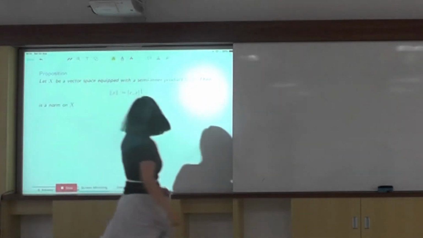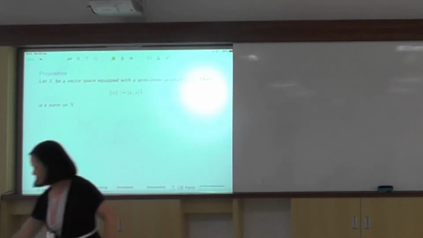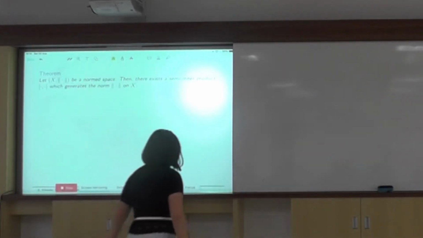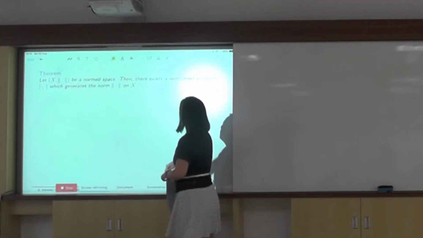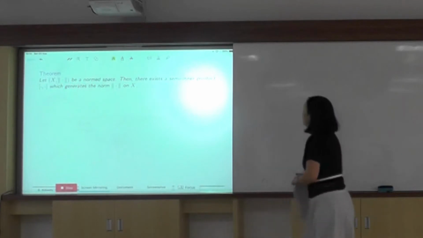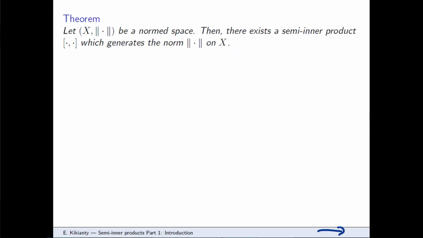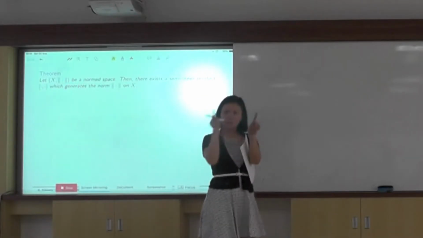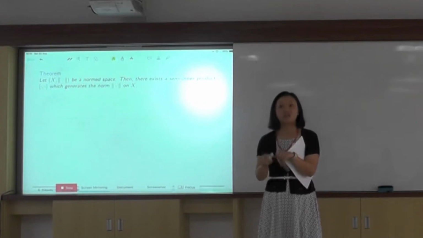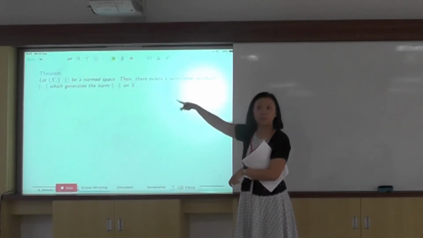Let X be a vector space. No, not that one, that one we proved already. This. I start with a norm space. Can I find a semi-inner product? The statement goes: if X is a norm space, then there exists a semi-inner product which generates the norm on X. Generates the norm means that if you do the construction again, (x,x) raised to the power half, then you get its original norm. That's what it means, yeah?